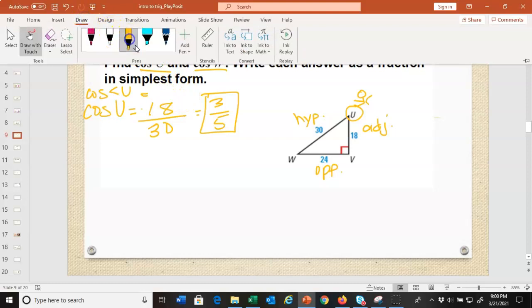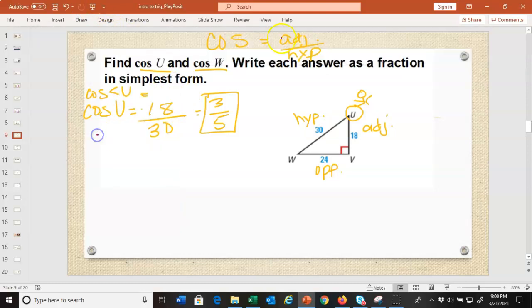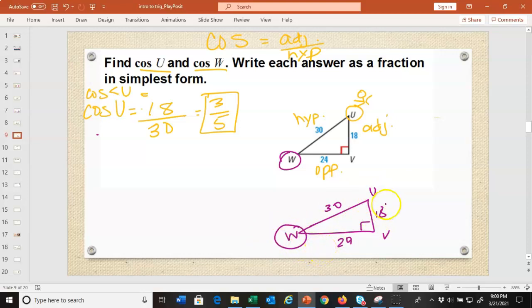Let's do cosine of W. So I'm going to pick a different color, and we're going to make W our angle of perspective. If leaving the other labels on there messes you up, you can definitely just resketch the triangle. No big deal, right? Or you could erase them. Look, I just resketched that pretty quickly. Let's make W our angle of perspective. And so that makes 18 opposite, 30 hypotenuse, and 24 is adjacent, the other one.